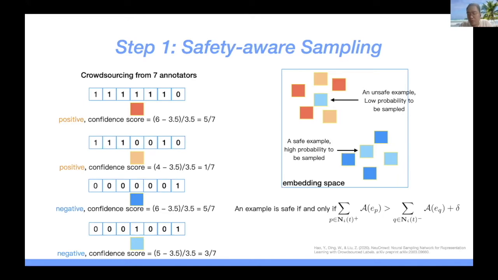So for example, on the right side, on the top, this blue one is a negative, but all its neighbors are positive examples. So we believe that this blue one is unsafe. However, the example below is actually very safe because all of these 5 examples are negative ones. And later when we form groups, the safe examples will have a higher probability to be selected, but the unsafe example will have a low probability to be selected in our training groups.